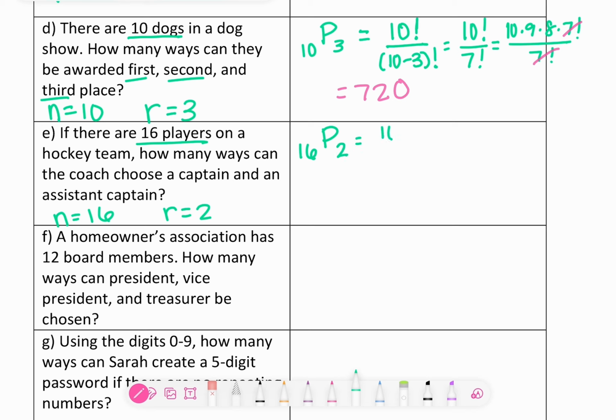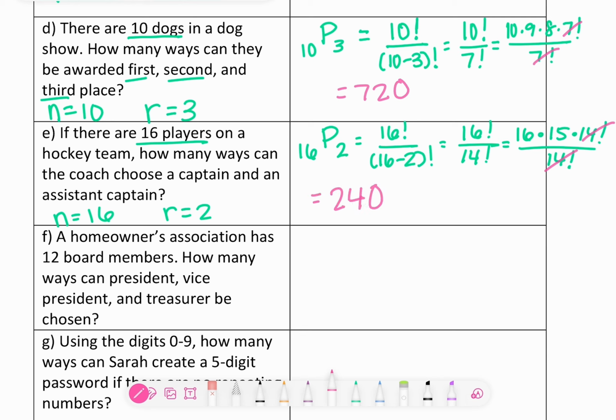So it's going to be the total factorial, 16 factorial, over the difference, 16 minus 2 factorial. So that's 16 factorial over 14 factorial. Using our trick again, we have 16 times 15 times 14 factorial over 14 factorial, right? And so the 14 factorials cancel, and then we just have to do 16 times 15. And you get 240 ways in which 2 people, the captain and the assistant captain, can be chosen.